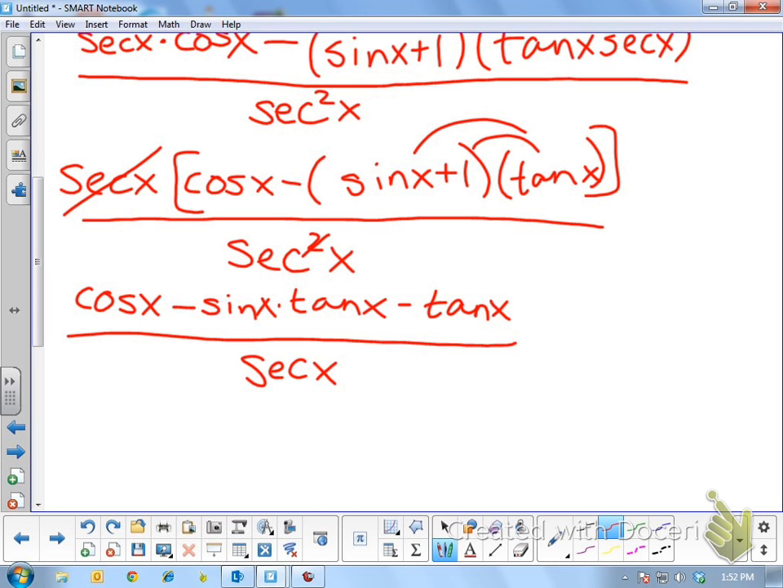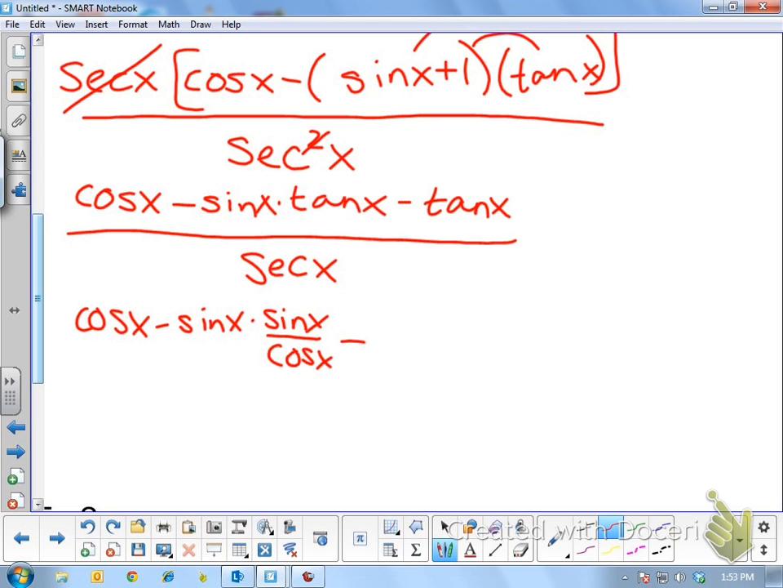So what do you think we should do next? There's something else I can still do to simplify further. What trig substitution could I use? Okay, what can I write tangent as? Sine over cosine. So we have cosine x minus sine x times sine x over cosine x, minus, we write this also as sine over cosine. And what can I rewrite secant as? Isn't that 1 divided by cosine.